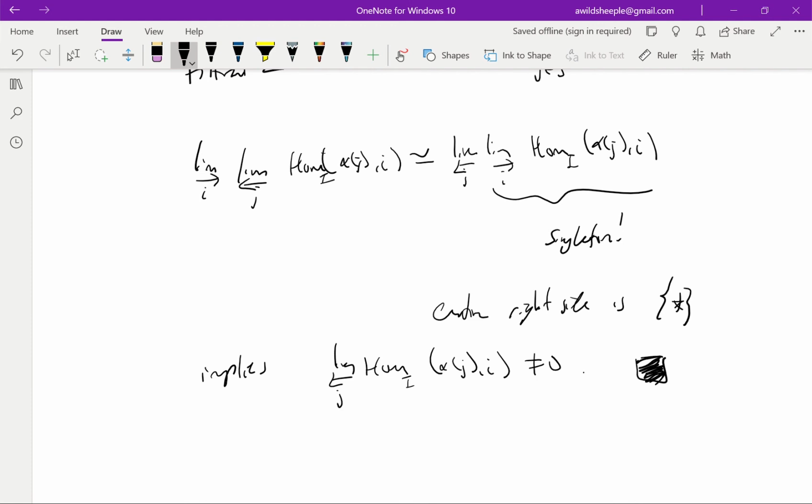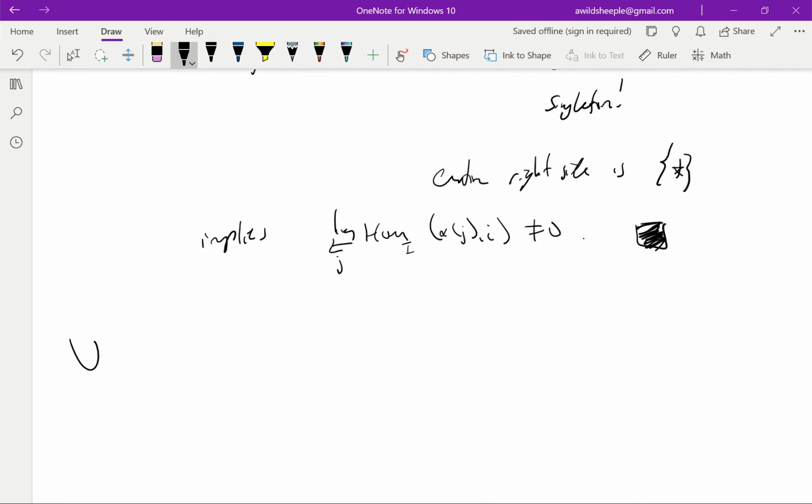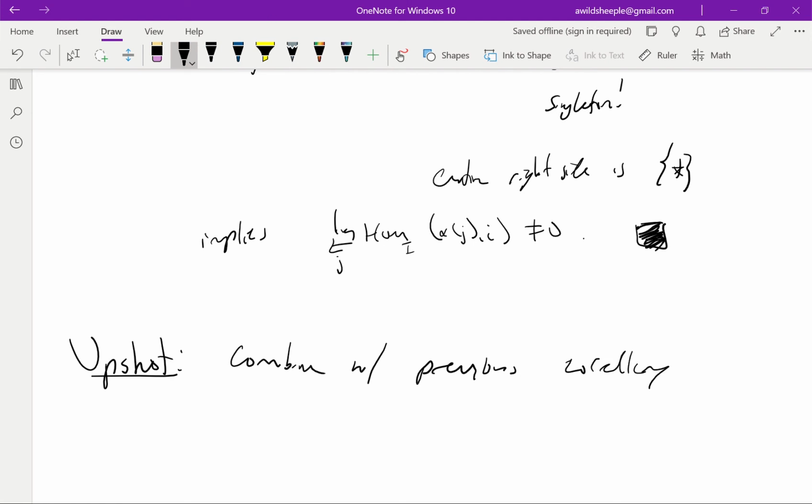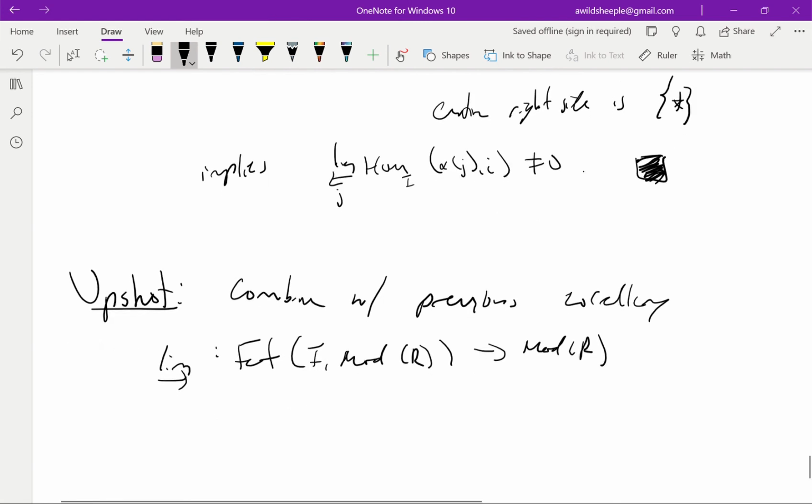Okay, so as a consequence of this, and maybe this is the big upshot for the whole section, we can combine this with the previous corollary. And what we see is that lim, as a functor from the category of functors from I to R modules, commutes with finite projective limits.